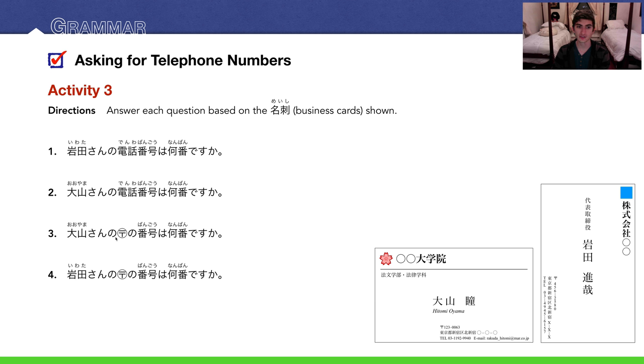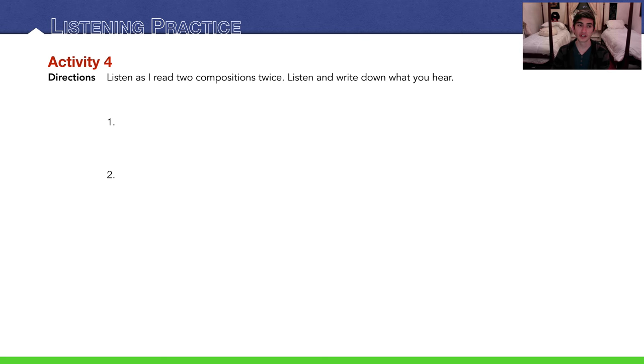So Oyama-san no yūbin no bango wa nan desu ka? What is Oyama's mail number, basically? And it's right here next to the symbol. So it would be 123-0063 desu. And similarly, Iwata-san no yūbin no bango wa nanban desu ka? Right here, 456-2580 desu. All right, not too hard. There are the answers. And we're ending the lesson now.